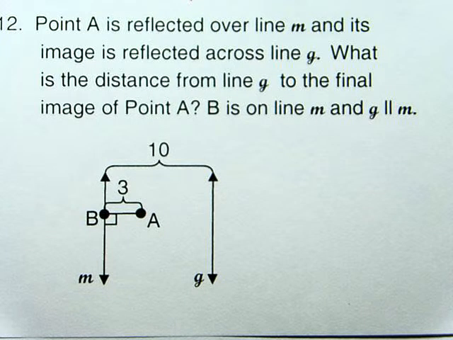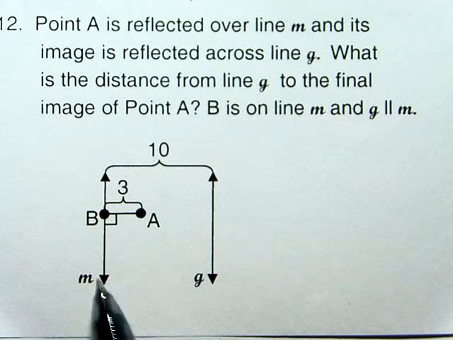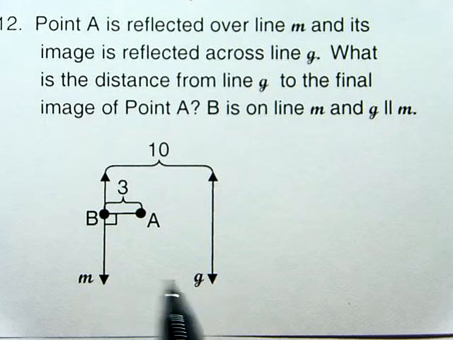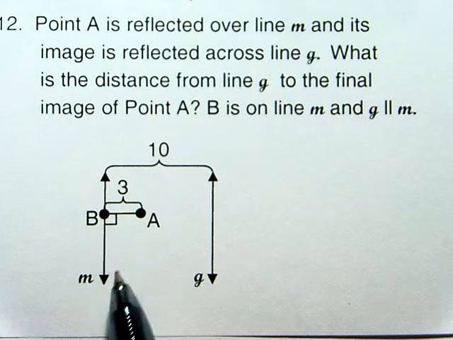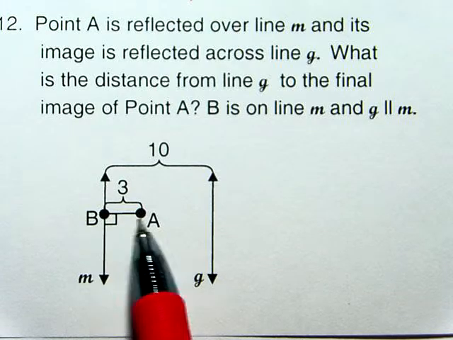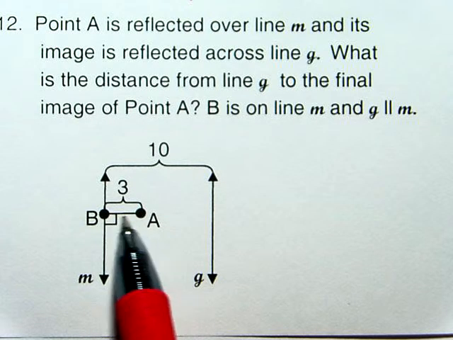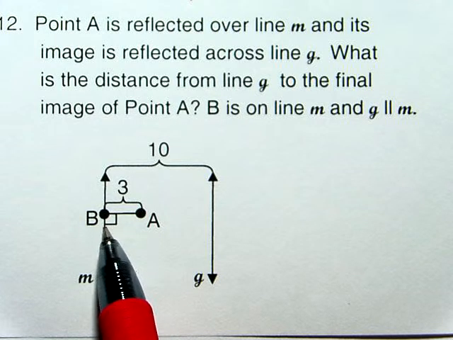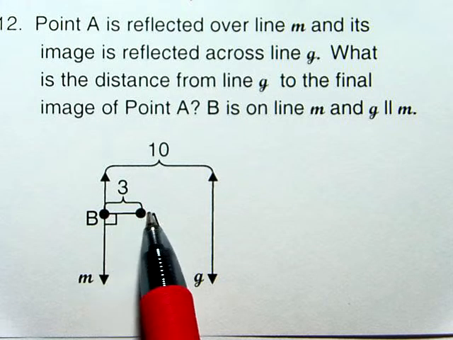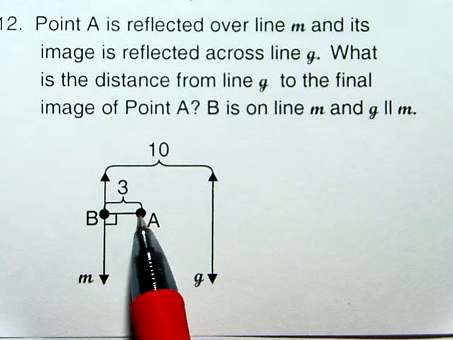And at the very end of it, we have to determine the distance from line G to the final image of point A, by which they mean the final reflection of point A. So we've got lines M and G. They're parallel. They're 10 units apart from each other. And point B is on line M. And point A is on line segment AB, which is perpendicular to line M. And we're told that the measure of AB is exactly 3 units.